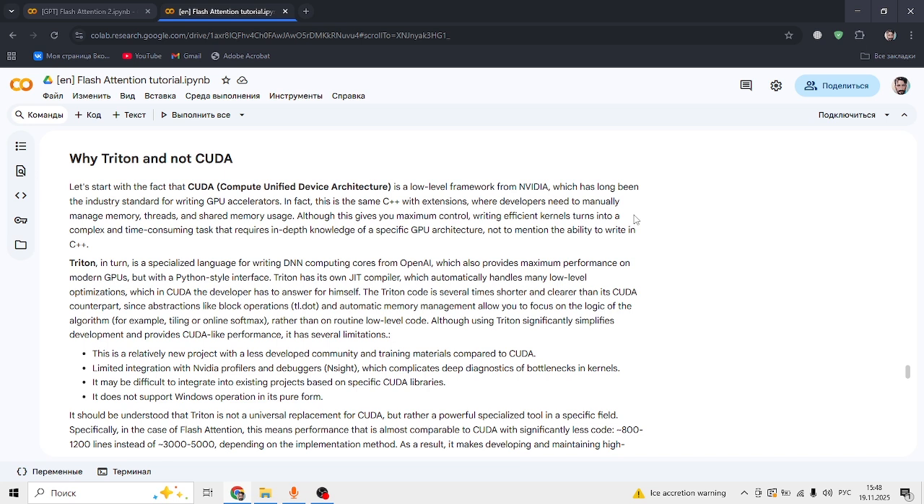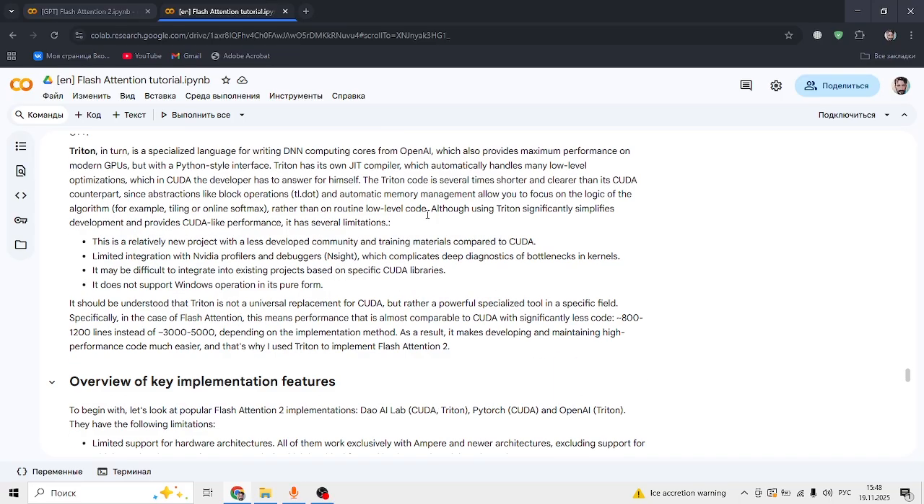And if for your tasks integration with NVIDIA profilers and debuggers is important, CUDA will be the more interesting variant. And also, it can be hard to integrate Triton code with existing CUDA solutions. But I want to repeat again that for a task like FlashAttention, this is an amazing tool.